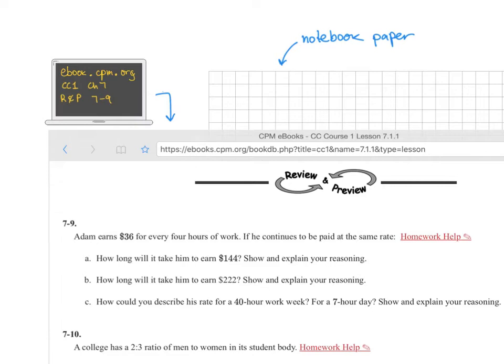I have opened my ebook as you can see on the computer, and I have prepared my notebook paper. So please pause the video if you do not have those things open yet. I will now read the problem out loud from my ebook. If you'd like, go ahead and pause the video and read it to yourself.